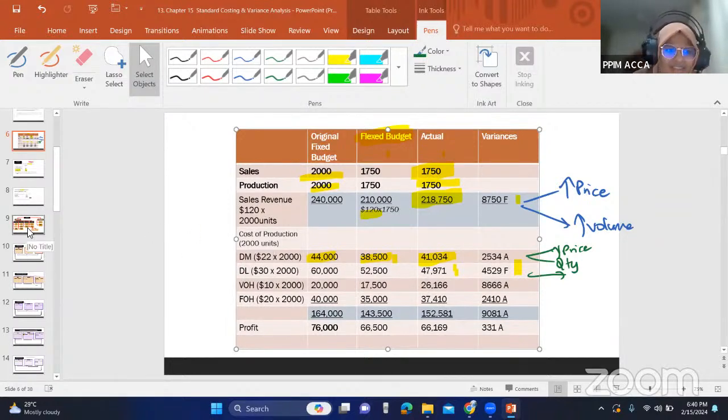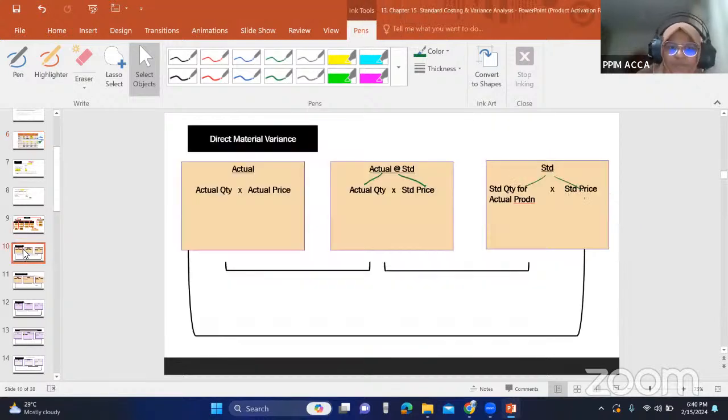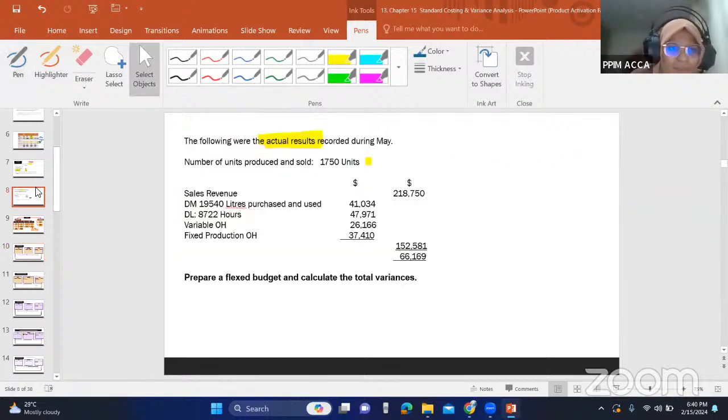So let's start this off and we'll see how it goes. Right. So we need actual data. So let's go to the actual part of the question. I told you your question will very clearly be divided into the budgets and the actuals. So here we have the actuals.